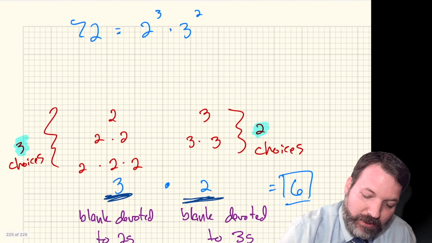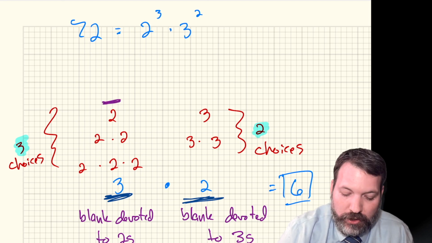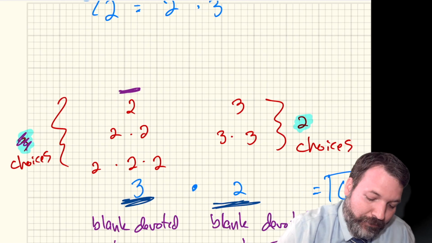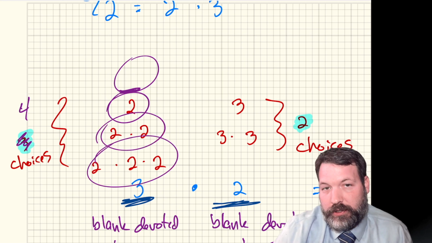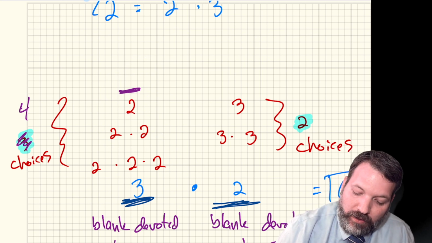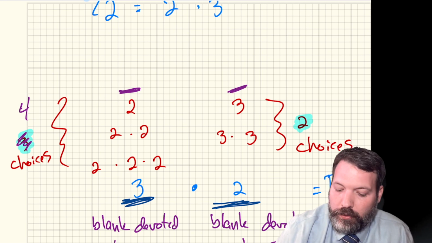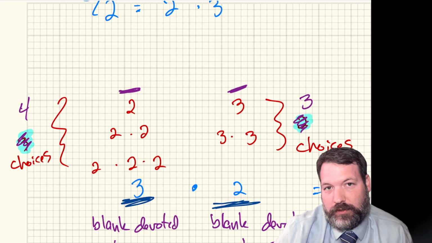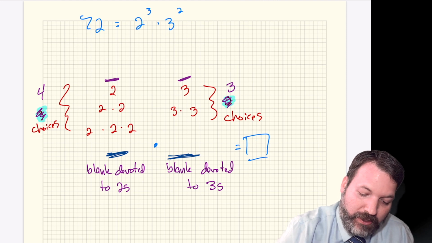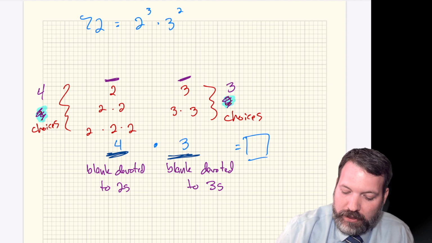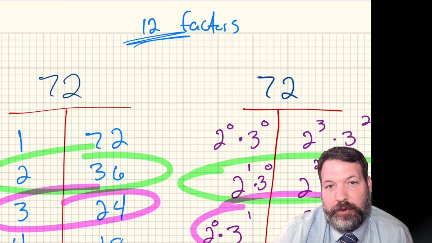And so go back to this list here, and let's add in our additional choice. Right now we can have a blank, no 2's whatsoever. So that's not 3 choices, that's 4 choices, right? No 2's, 1 2, 2 2's, or 3 2's for our factors. Same thing for 3. It's no longer the case that we can only choose 1 3 or 2 3's. We could also choose no 3's. So that gives us 3 choices for the number of 3's. And so now when we take that back to our blanks, it's not 3 times 2 equals 6. It's that 4 times 3 gives us the proper 12 factors that we know 72 has.